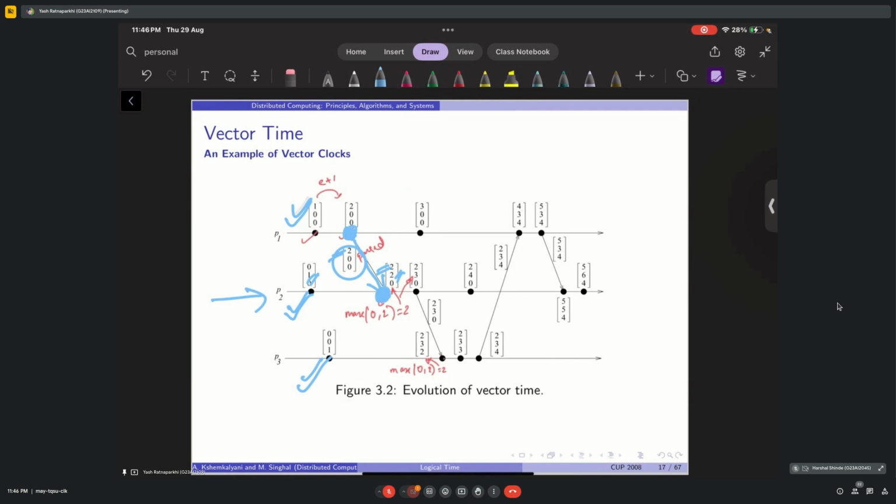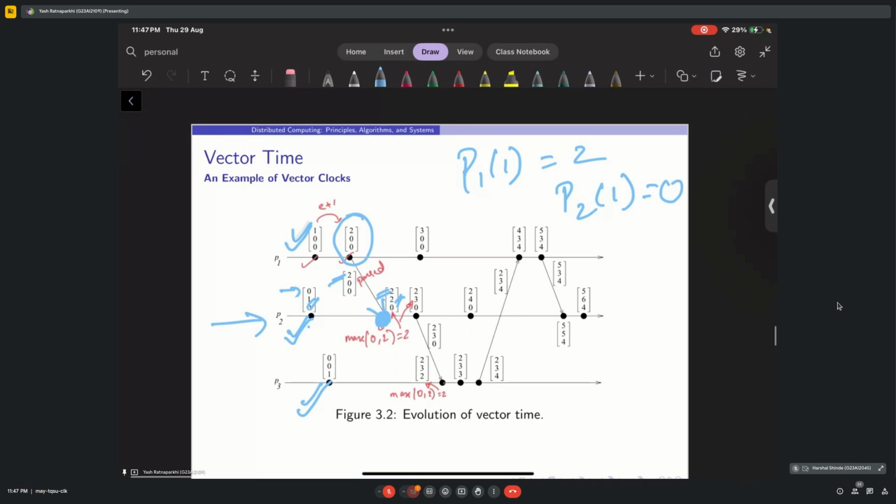So in this scenario, tell me one thing. Here my P1's first entry was 2, and here P2's first entry, what was it? It was 0. Correct? What should it select, 2 or 0? It will select the maximum of it. So it will select 2. Hence you are seeing here 2, 2, 0 instead of 0, 2, 0. Understood this? Understood this?